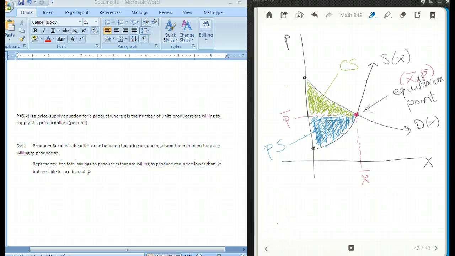Okay, so for class, I'd like you to read example number 6 on page 777. And that will walk you through an actual example where we are given demand and supply functions and we want to calculate consumer and producer surplus at equilibrium, meaning calculate it using X bar, P bar for the equilibrium point.